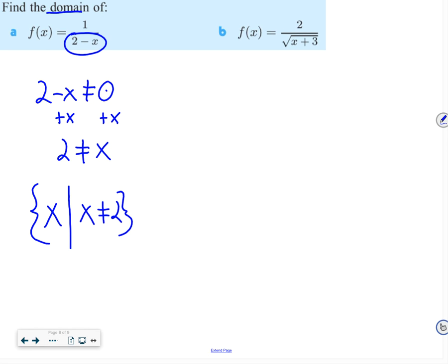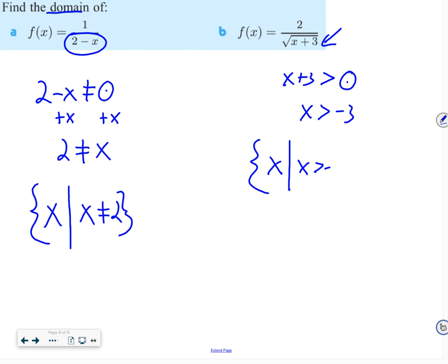For part B, again, I have a radical here, and I want to make sure that this part, this x plus 3, has to be positive and it can't be 0. So how do you say it's got to be positive and it can't be 0? Well, x plus 3 is greater than 0. Simplify this to get x by itself, so x must be greater than negative 3. So then as I write my domain, I say x such that x is greater than negative 3.